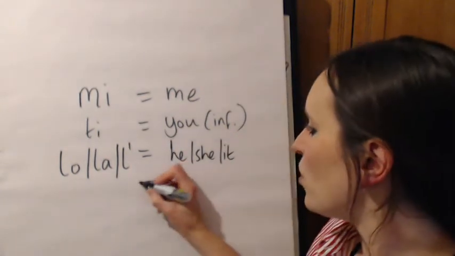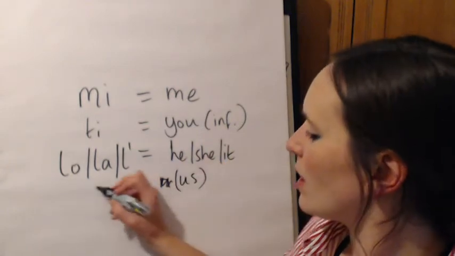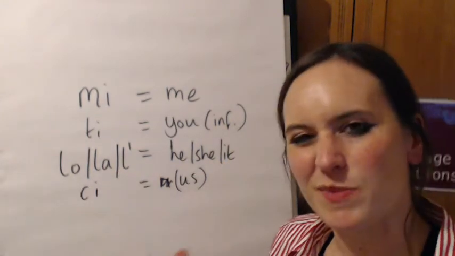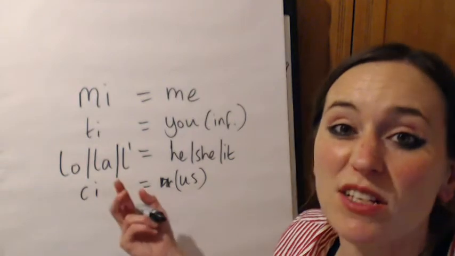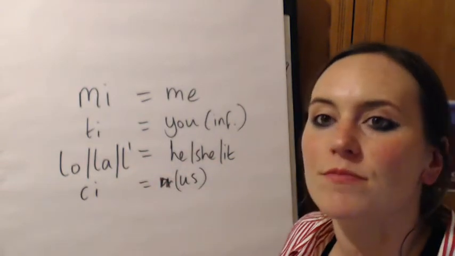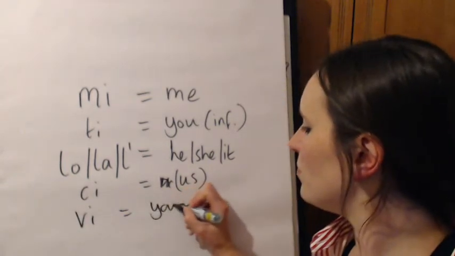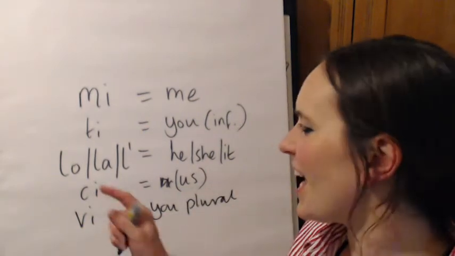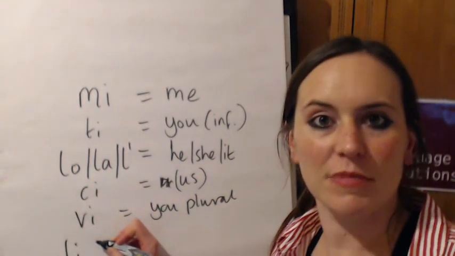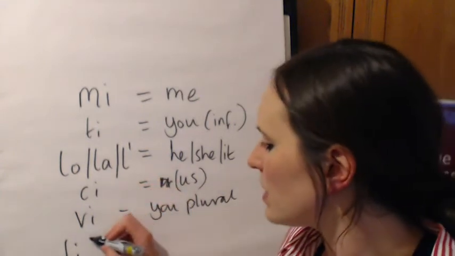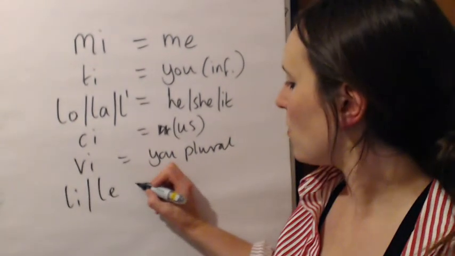If I want to replace noi, or us, ci. That one's a bit strange because it doesn't start with an N, like noi. It's also lots of other things. Ci can mean lots of other things, like ci vediamo, we'll come on to that in a different lesson. Vi replaces voi, so you plural. And so in the plural, lo becomes li, them, as in i ragazzi or i libri, something masculine plural, and la becomes le. So that means them.